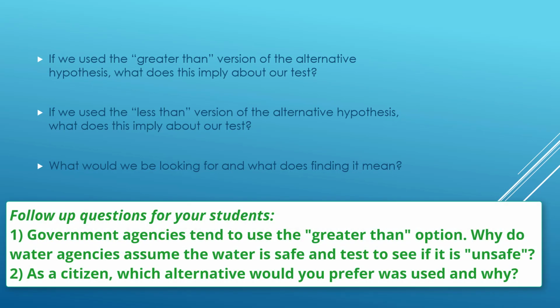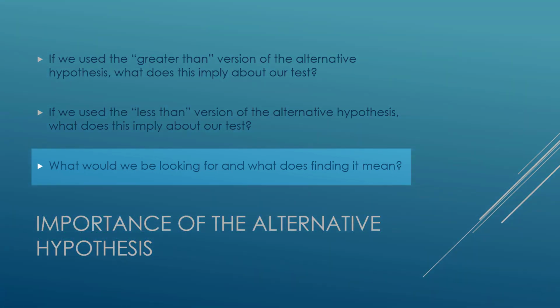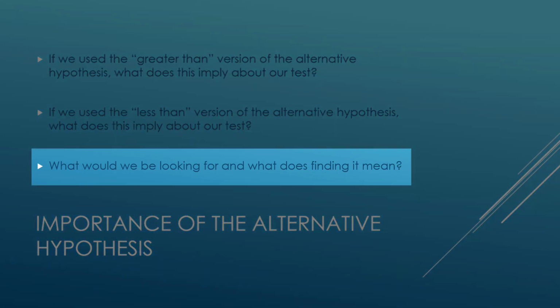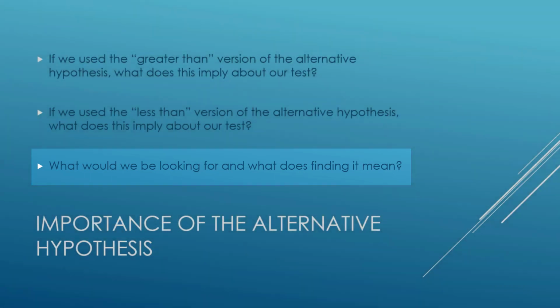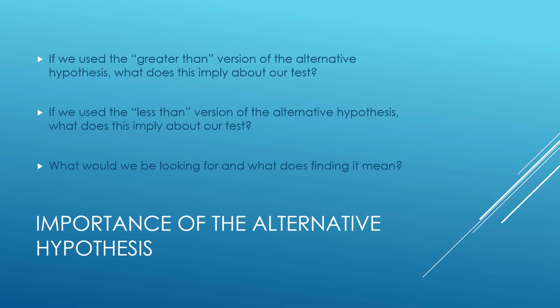Whereas what was used in Flint, Michigan, the way they were using it is, we will drink it until you can show us that it's unsafe. And that's a very big distinction. So again, I would recommend not glossing over determining which is your alternative hypothesis and what does that represent. It's really important to ask the question, what are we looking for? And what happens when we find it? What does that mean? So keep that in mind as you go through parts 2 and 3.